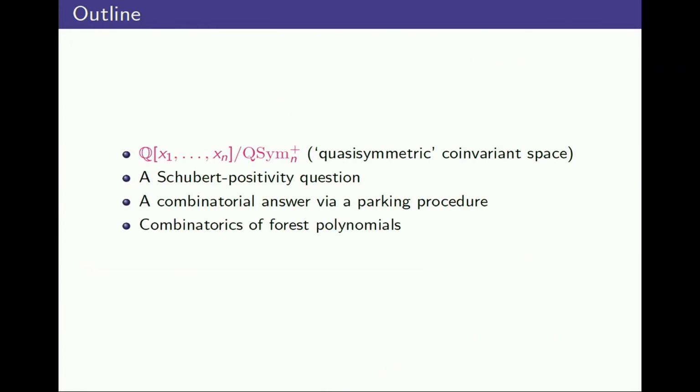Let me just zoom in a little bit. Like I said, the main protagonist is polynomials modulo quasisymmetric polynomials. I'll define these. You should think of this as the quasisymmetric analog of a space that you hopefully know and love at this stage. Then I'll phrase the Schubert positivity question that I'm interested in, and actually answer it immediately through a combinatorial procedure, and then tell you what's behind the scenes. Okay, so this is really the topic of interest.